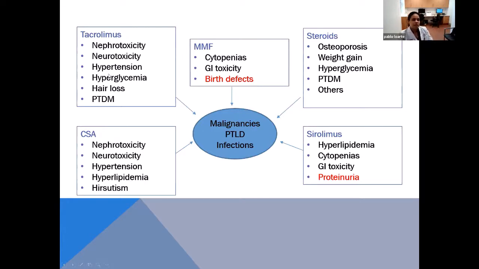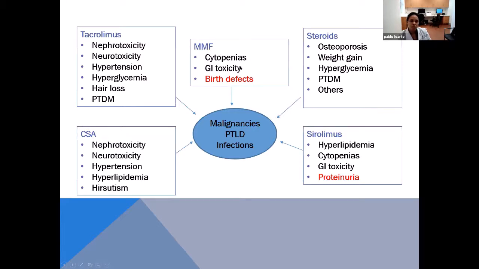Tacrolimus and cyclosporin are both associated with hypertension. Tacrolimus is associated with hyperglycemia, and there's a high incidence of post-transplant diabetes because tacrolimus is actually directly toxic to the islet cells in the pancreas. That is not observed with cyclosporin. Tacro is associated with hair loss, and cyclosporin is associated with hirsutism. Cyclosporin is also associated with hyperlipidemia, which is not seen with tacro.